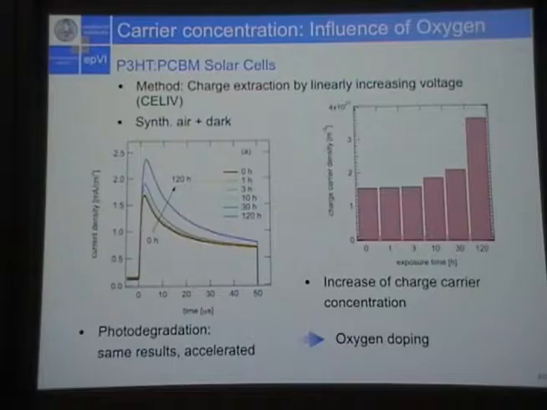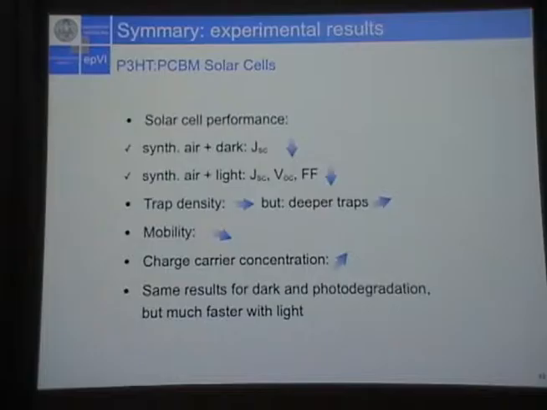So we have an increase of charge carrier density due to oxygen in the dark, but also, of course, under illumination, which is logically assigned to the formation of holes, just oxygen-induced doping. Well, let's summarize these experimental facts of 3 experiments. Maybe it's a gallop, but just to summarize them.